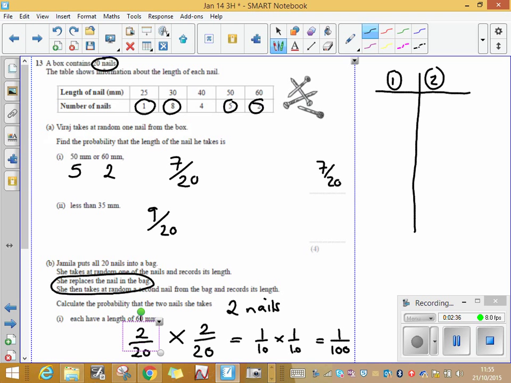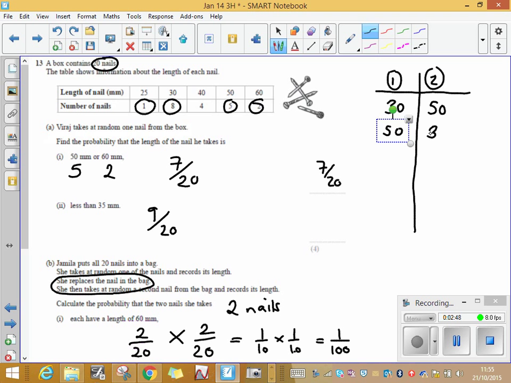So it could be that the first nail is 30 millimeters long and the second nail would then have to be 50 millimeters long. Or another situation could be that the first nail is 50 and the second nail is 30 millimeters long. Or it could be that the first nail is 40 millimeters long and the second one would then also be 40 millimeters. Now, those are the only possibilities.